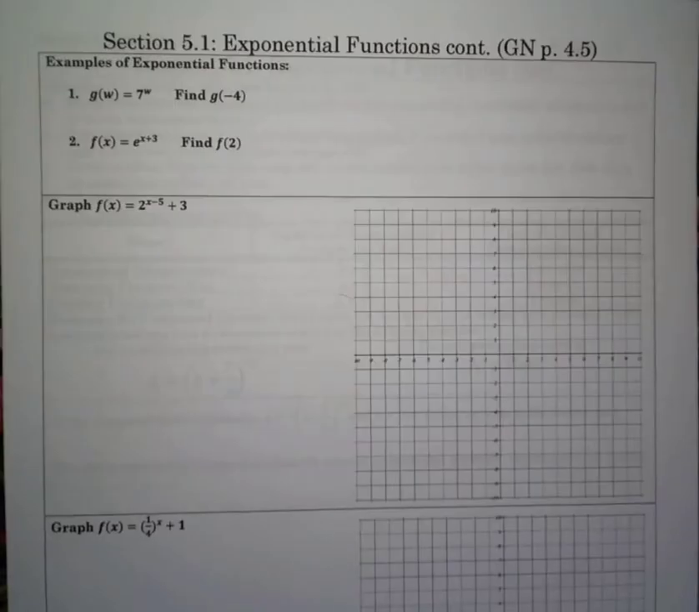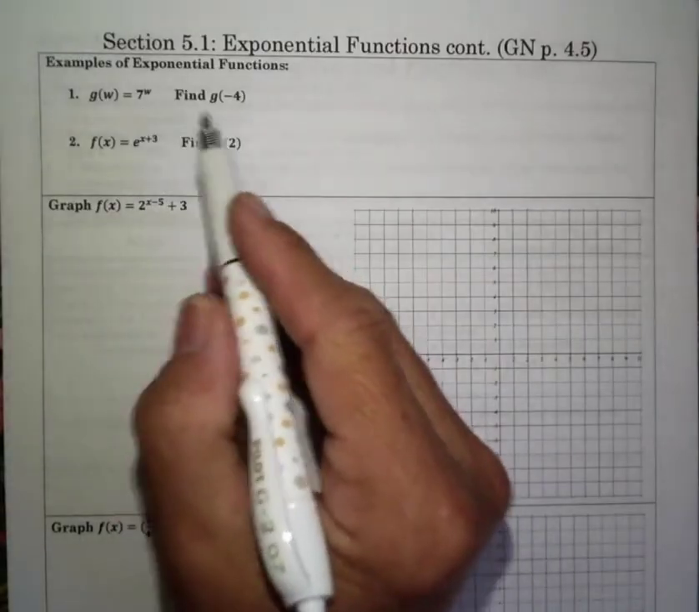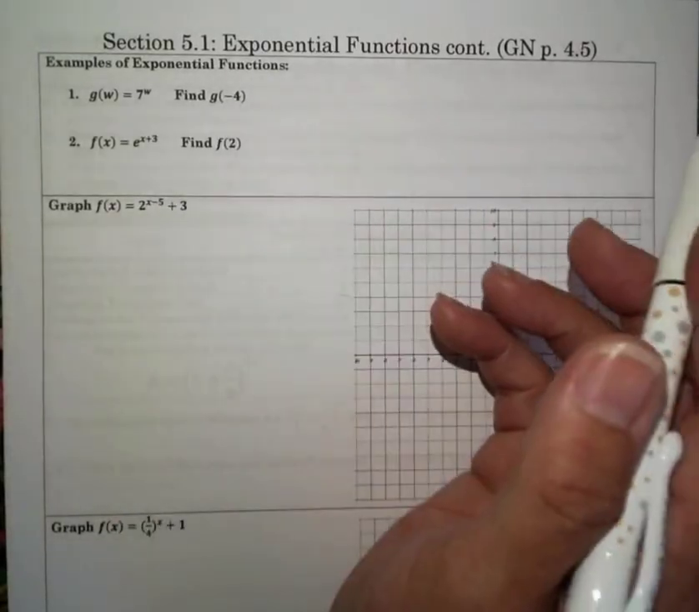Now I've added a page into your guided notes. This may be an extra page. If you don't have it, you can, of course, make notes, write this out on a sheet of paper, but I just want to go over a couple of things one more time because they can be confusing. One is what happens if we have a negative in our exponent.